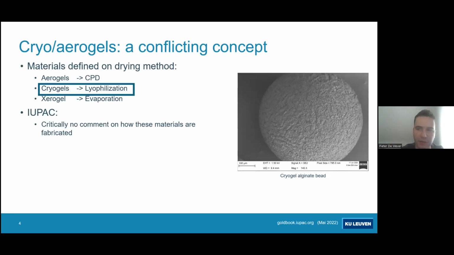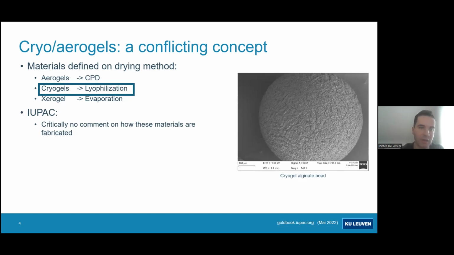Now to start, there is actually a bit of a conflicting definition regarding the concept of cryo and aerogels. So some researchers prefer to define these kinds of materials based on the drying methods. On this note, aerogels are any kind of gel which was dried using critical point drying. Cryogels are any kind of gels obtained through lyophilization, and xerogels are gels in which the fluid was evaporated from the gel.